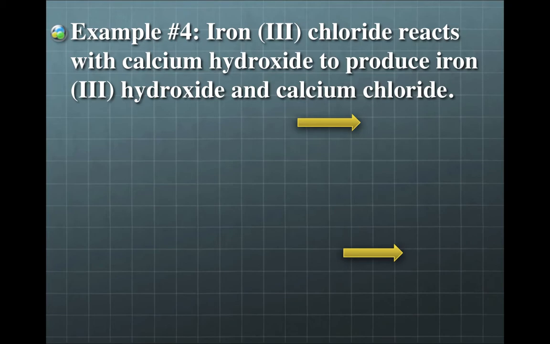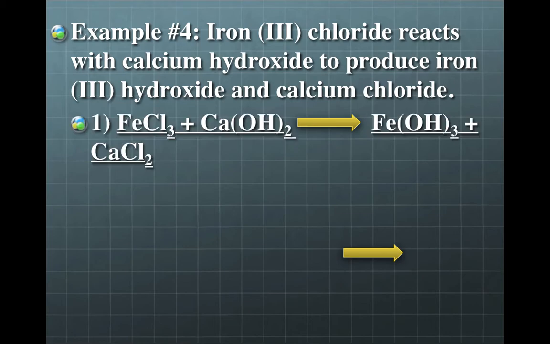Okay, one last example. Iron 3 chloride reacts with calcium hydroxide to produce iron 3 hydroxide and calcium chloride. Again, you would have to pull out your ion sheet. Hopefully you guys remember how to write your chemical formulas. So iron 3 chloride is FeCl3. Calcium hydroxide would be Ca(OH)2. And then iron 3 hydroxide would be Fe(OH)3. And calcium chloride would be CaCl2.